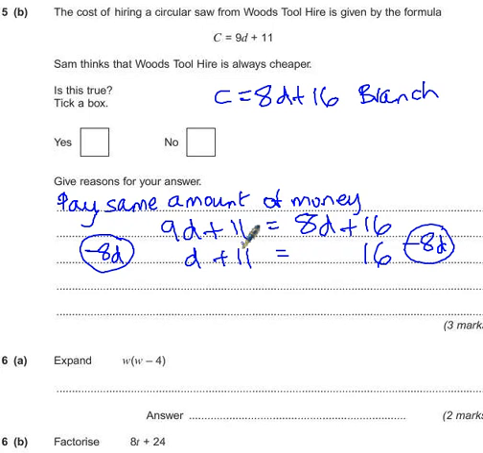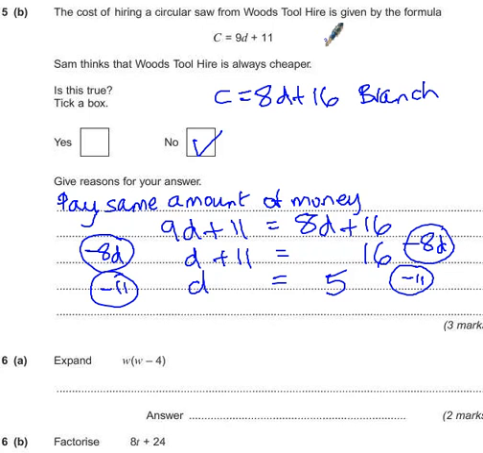Next thing I want to do is to target my 11 on the left hand side, the opposite of adding 11. If I take away 11, it will bring that number down to 0, leaving D is equal to 16 take away 11, D is equal to 5. So on 5 days, they pay the same amount of money. So my answer here is no.